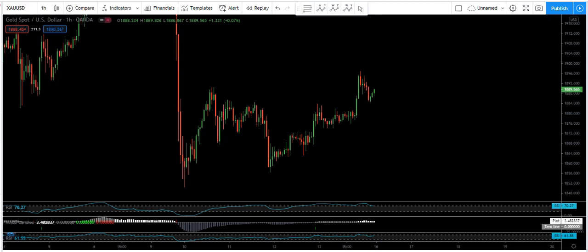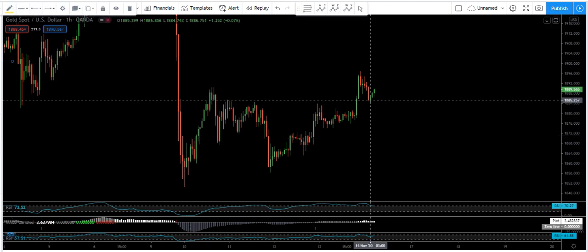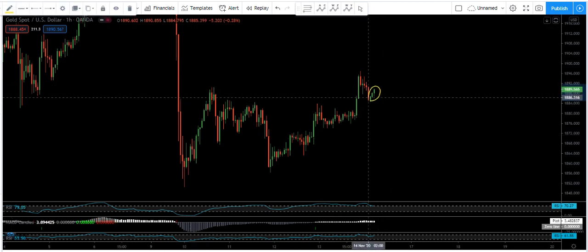Or one of the entry options can be having entry below this. But this is the only way, if the market opens and we have this small correction here.